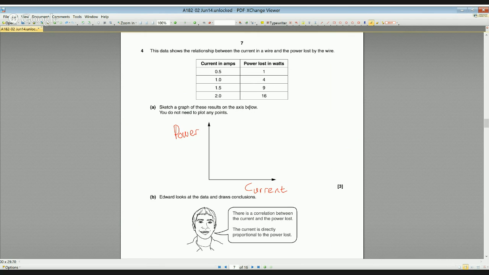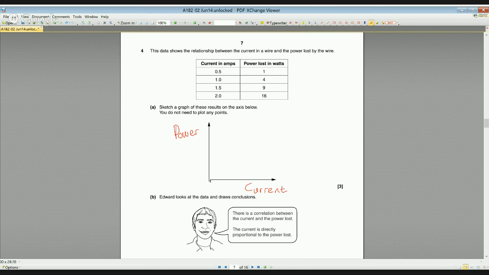It says you do not need to plot any points. It's not asking for a really accurate graph, but we do need to have a look at the shape of this. We can see when it's 0.5, the power is 1. So when the current doubles to 1, the power has gone up 4 times. When the current doubles again from 1 to 2, the power goes up by 4 times to 16. So there's a relationship here which is not linear. It's not going up in equal steps. When the current doubles, the power quadruples. So a straight line wouldn't be correct here.